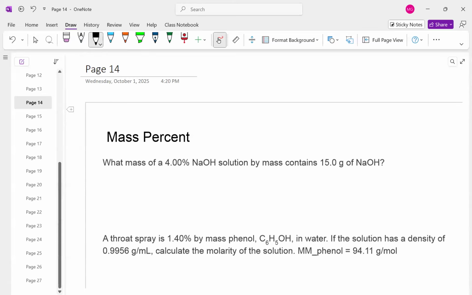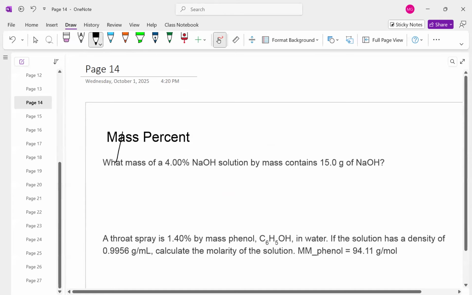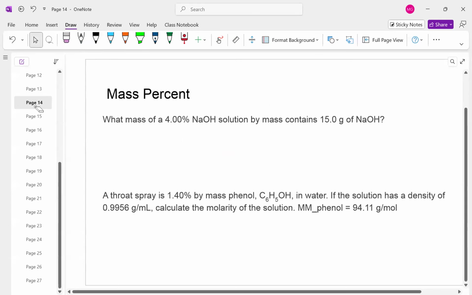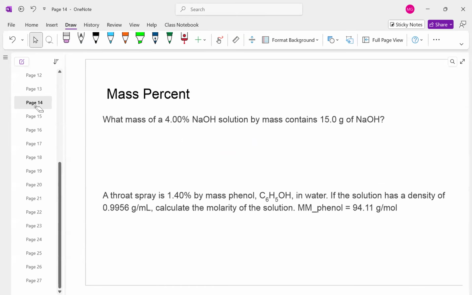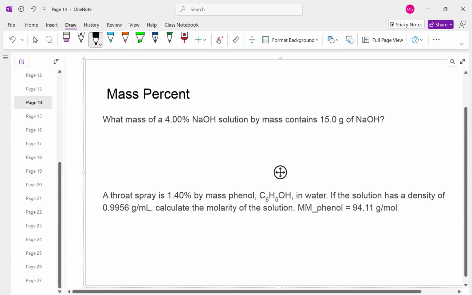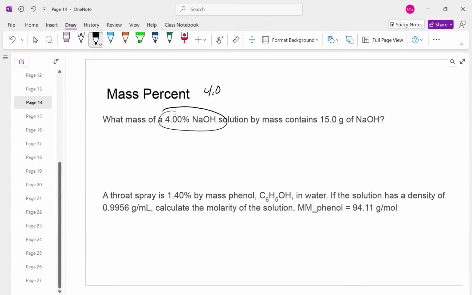Okay, let's do another example. What mass of a 4% sodium hydroxide solution by mass contains 15 grams of sodium hydroxide? So again, when I see this 4% stuff or percent mass things, I'm just going to make that a conversion factor. I'm going to say 4 grams of NaOH on top and 100 grams of the solution.